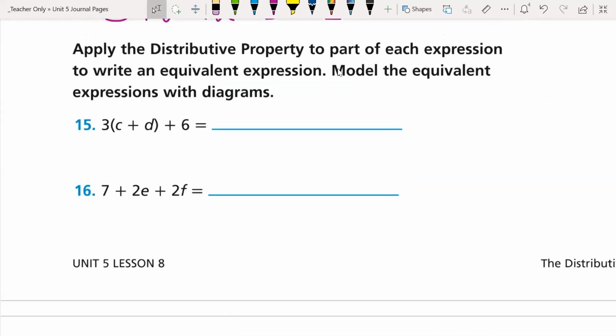Okay. Apply the distributive property to part of each expression to write an equivalent expression. Model the equivalent expressions with diagrams. Okay. So this one, I'm going to start with my arrows, because that's going to help me with commutative property, right? 3 is going to be distributed to both C and D. So now I have 3C plus 3D plus 6, right?